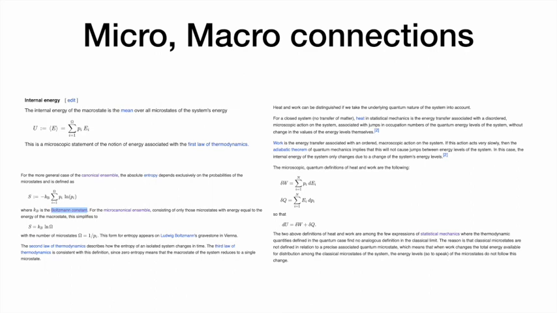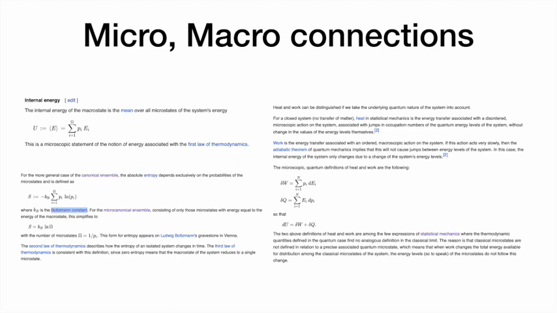So this is the micro and macro connection. All the three laws of thermodynamics are linked with some microparameters. These microparameters, as we have seen, can be measured through various methods. For example, the internal energy of the macrostate is the mean over all microstates of the system's energy. So this is a microscopic statement of the notion of energy associated with the first law of thermodynamics.